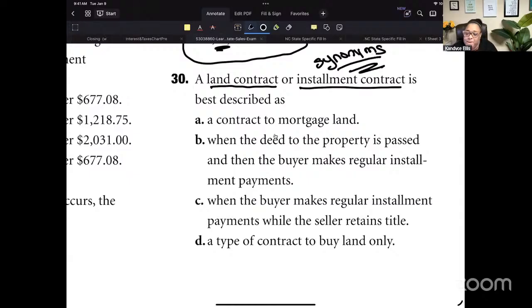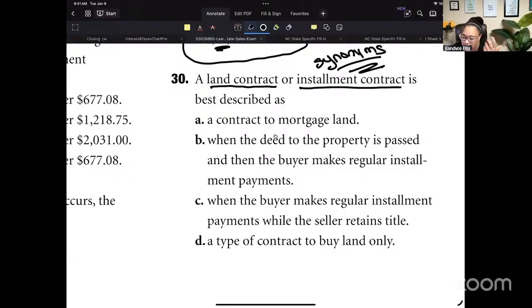And you know I'm big on synonyms. So a land contract or an installment contract, I learned it as an installment land contract, but they can call it either one. Potato, potato, tomato, tomato. Okay. Anyway, sorry, ADHD moment. As you all know, I like to sing.